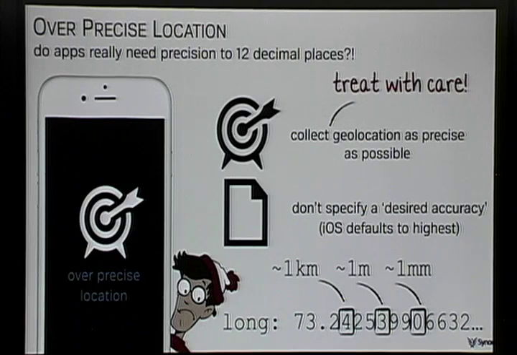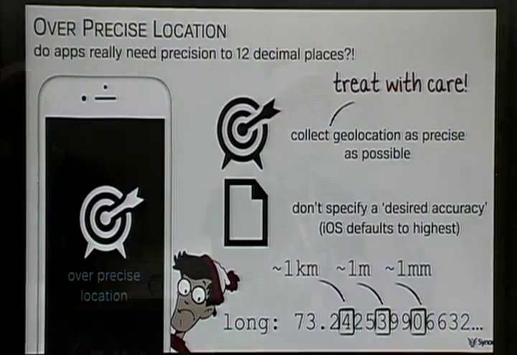So we see a lot of application developers just choosing the default, which is the highest level of accuracy on the device. The other thing that's important to know, at least on iOS, if you don't specify an accuracy or level of precision, iOS will automatically default to the highest level. So again, just something to be aware of.